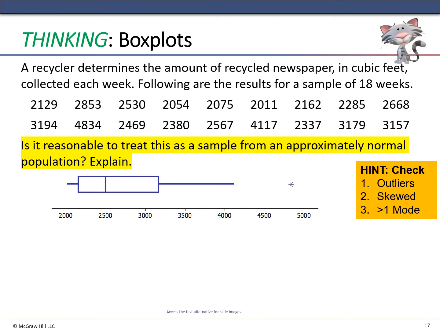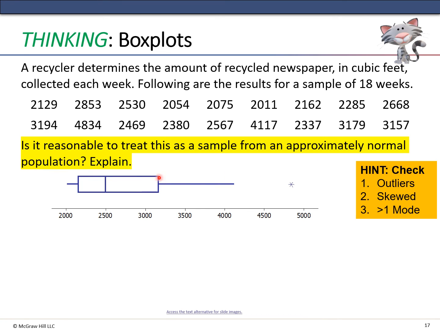Here we have another box plot. This time, this is the amount of recycled newspaper in cubic feet collected each week. Again, now we have another box plot, and the first thing we can see is we have an outlier. So that would automatically rule out the sample being treated as approximately normal.